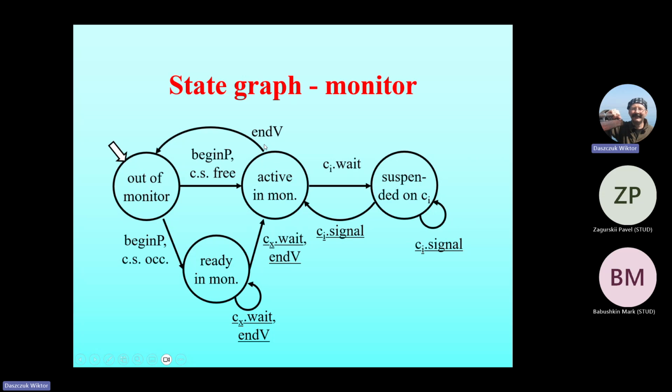When a process executes the last operation in a method of the monitor, this end V, connected with leaving the critical section, it comes out of the monitor.